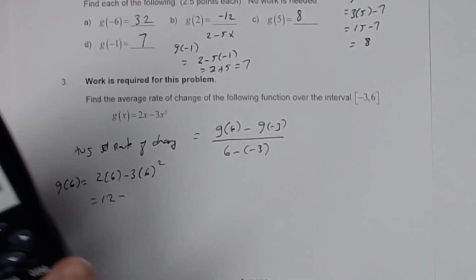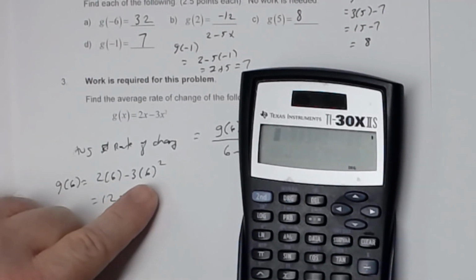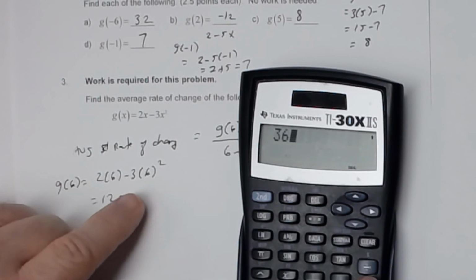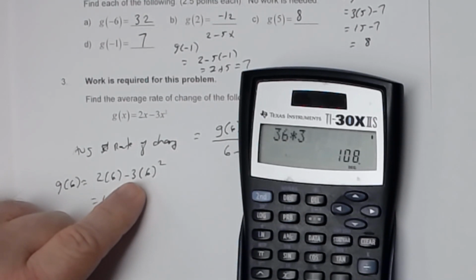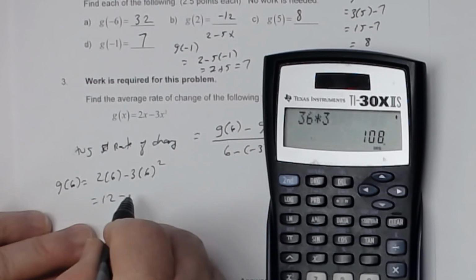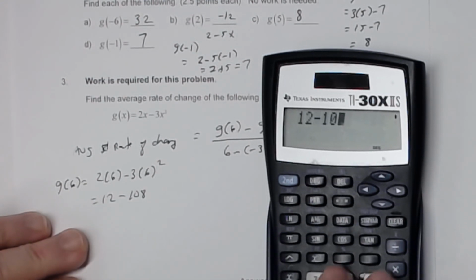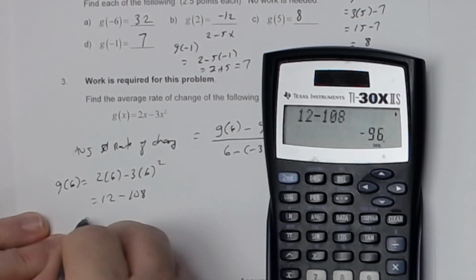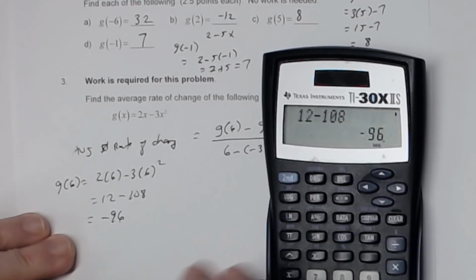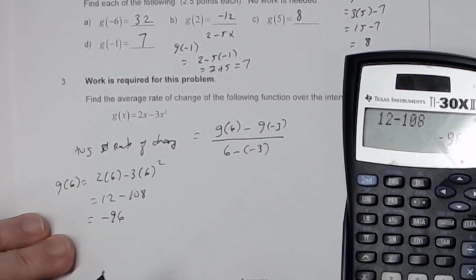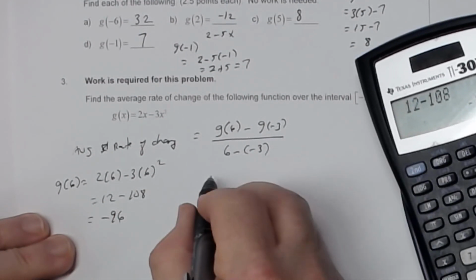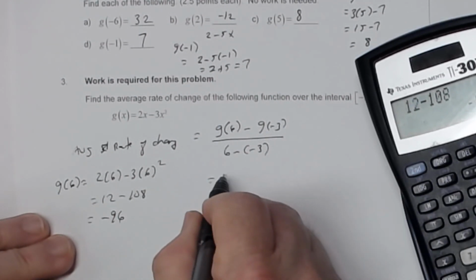All right, so I went ahead and got my calculator. So those of you with a calculator, you're going to say something like this. 6 squared is 36, right? And then you say times 3. And so you get 108. So you can say 12 minus 108. And so 12 minus 108 is going to equal negative 96. So that's g of 6. So I had to see how you got negative 96. So now we have negative 96 here.